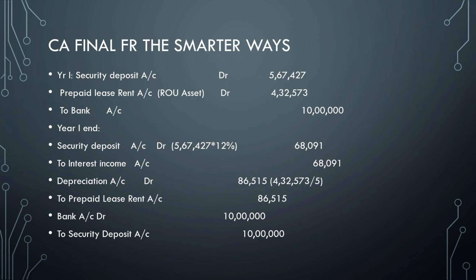In this case, you have to apply the PV factor and you will get a security deposit of 567,427, and prepaid lease rent, that is the ROU asset in this case because the description is lease, 4,32,573, to bank 10 lakhs.